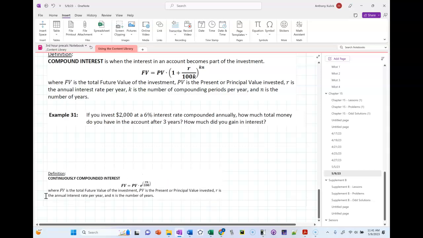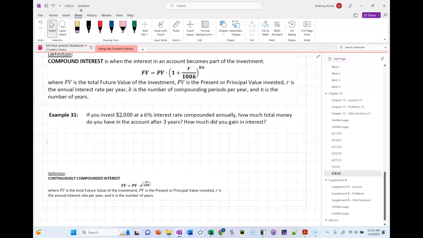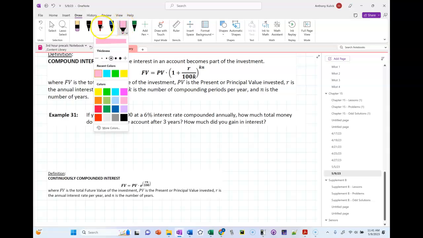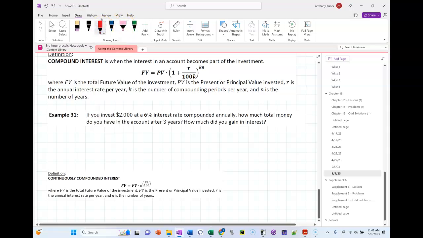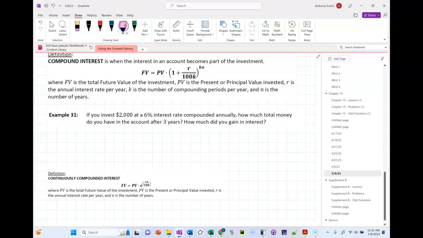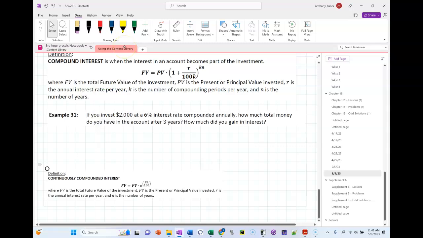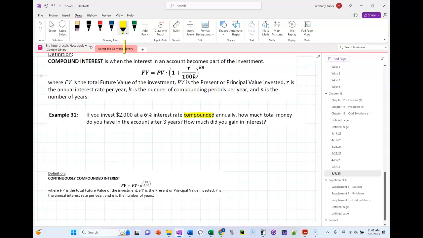All right. So here's the situation. It says you invest $2,000 at a 6% interest rate compounded annually. How much total money do you have in the account after 3 years? How much did you gain in interest? So this is almost the identical situation as the previous problem, right? What one word here indicates the difference? Yeah, that tells us that we're going to be using the compound interest formula to do this.